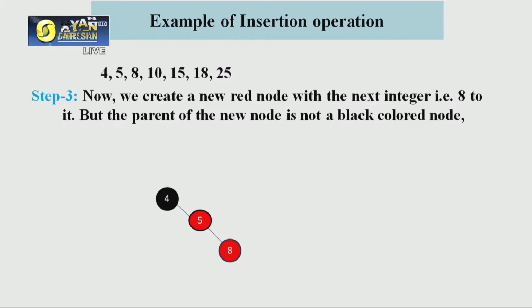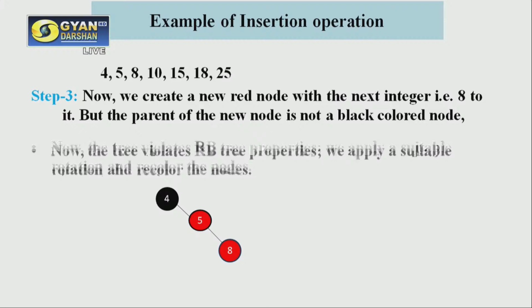For all the paths, the length of the smallest path and the longest path differ by more than twice. The smallest path is from 4 to the left because there is no node to the left, so its length is 1, but the longest path, which is from 4 to 5 to 8, its length is 3. So it is more than twice. So this property is also violated.